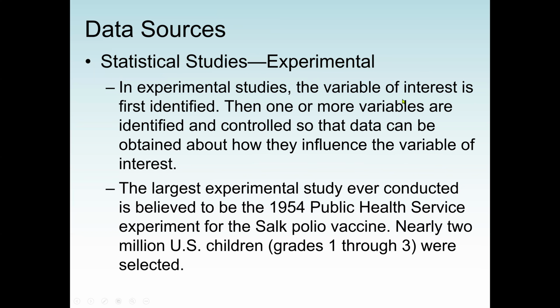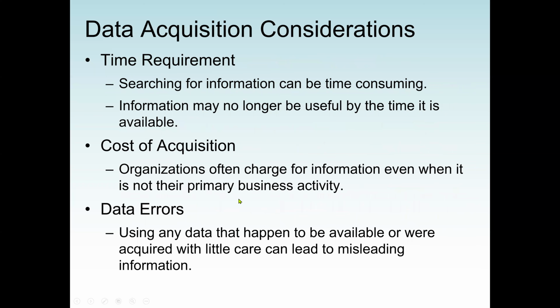So here we say the variable of interest is first identified. Then one or more variables are identified and controlled so that data can be obtained about how they influence the variable of interest. The goal here is that we are trying to find the exposure and the outcome: the environment, what effect, what will be the result. So this is an experiment. Again, we'll go into more detail on this in future lectures.